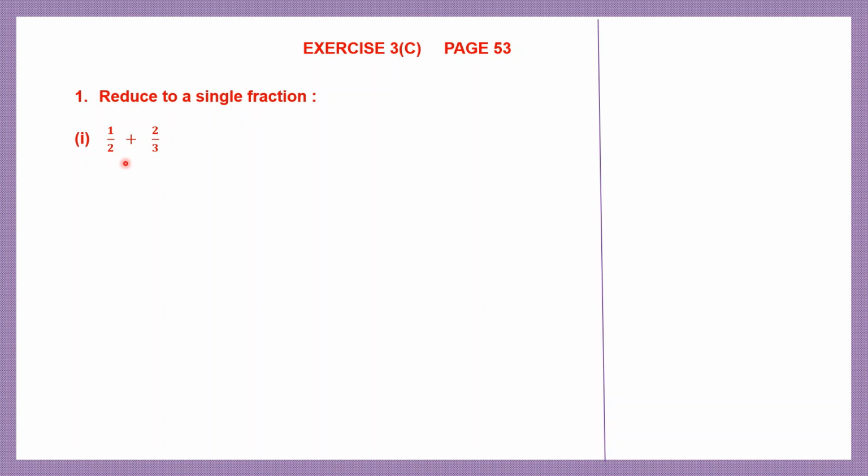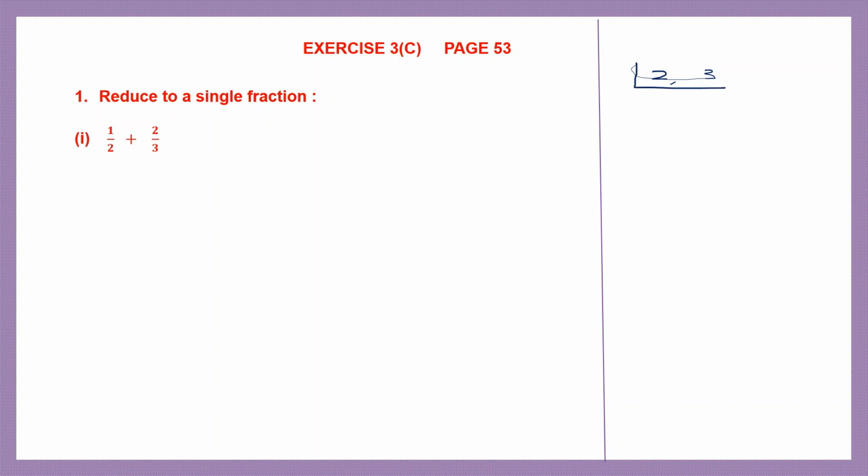So now look at the two fractions given. They are unlike fractions because the denominators are different. Denominators 2 here and 3 here. Whenever you have unlike fractions and you have to do operations on them, you have to change them to like fractions. That means we have to make the denominators equal. So for that, we have to find the LCM of the denominators. So let's do that. Let's find the LCM of 2 and 3.